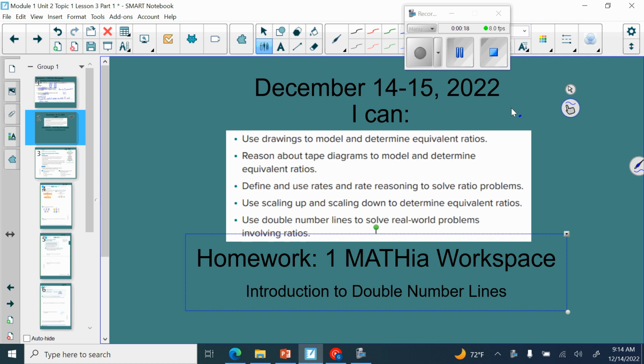Homework, really simple, just the next Mathia workspace. You'll be at number 32. This one is the introduction to double number lines, which is what we'll be doing next class period.